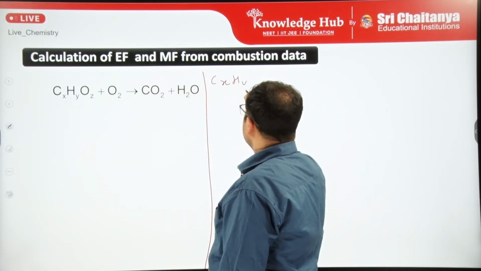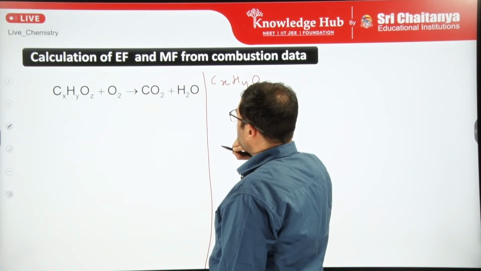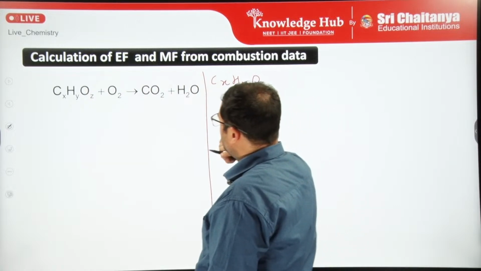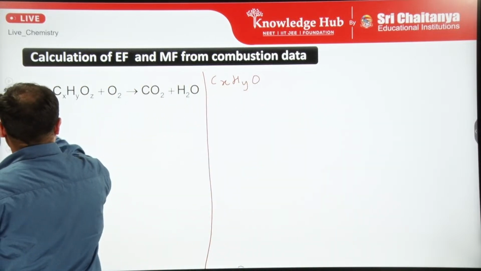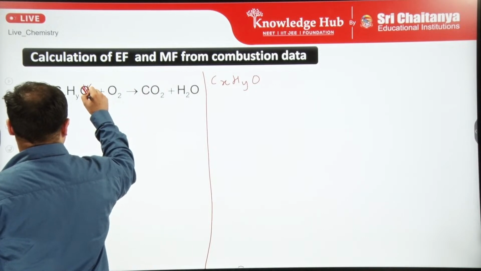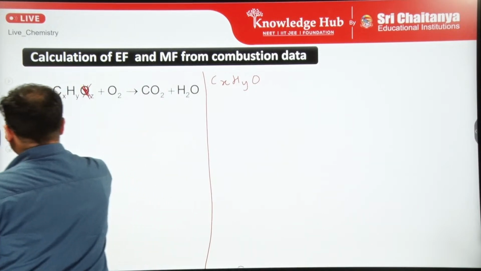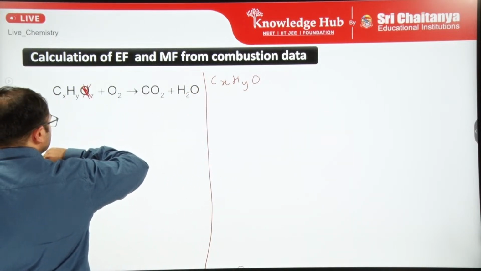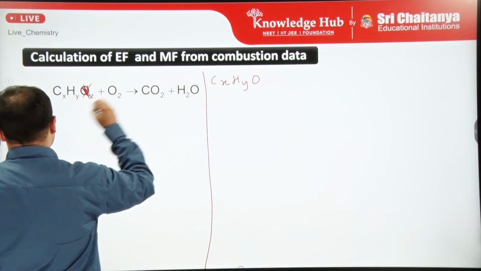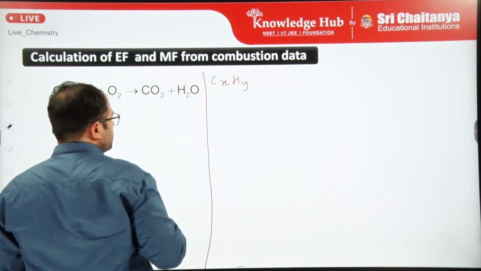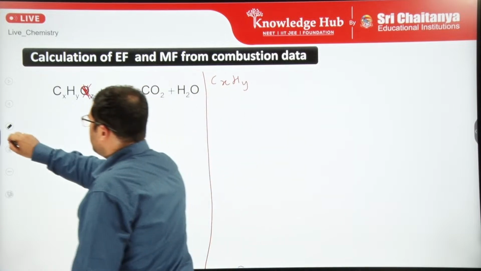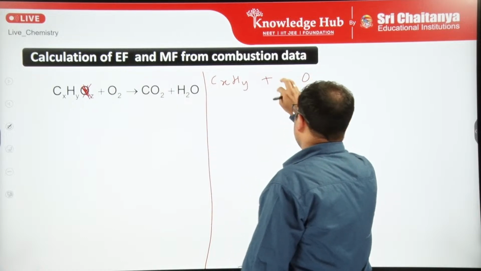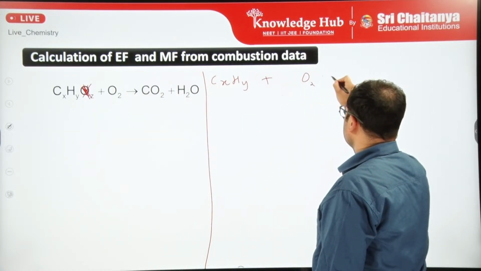CxHyOz. For now, I don't think you require this Z part. Just first let us do it for CxHy, and then we will take the Z part also. Leave some space here because you will put the coefficients.